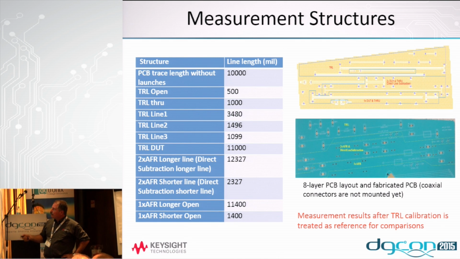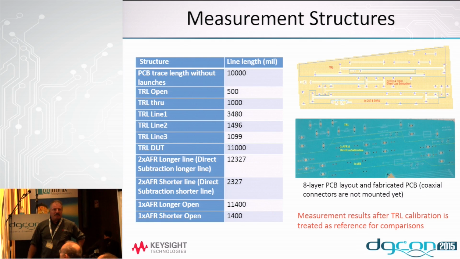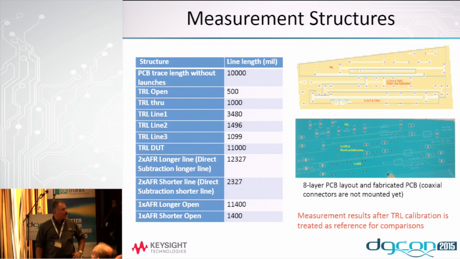So here are the two test vehicles that we created. And kind of interesting, on this board here, you can see that the transmission lines are off at an angle compared to the edge of the PC board. Why do we do that?